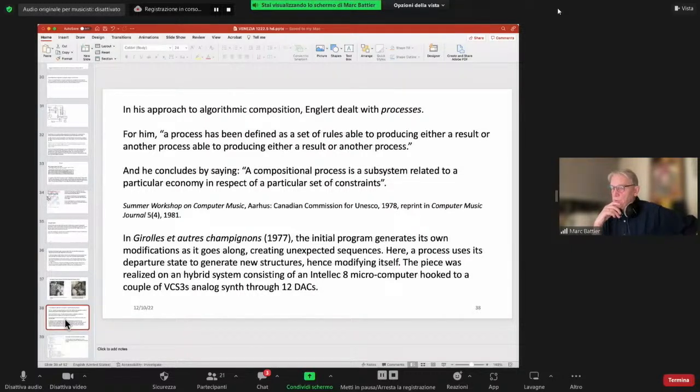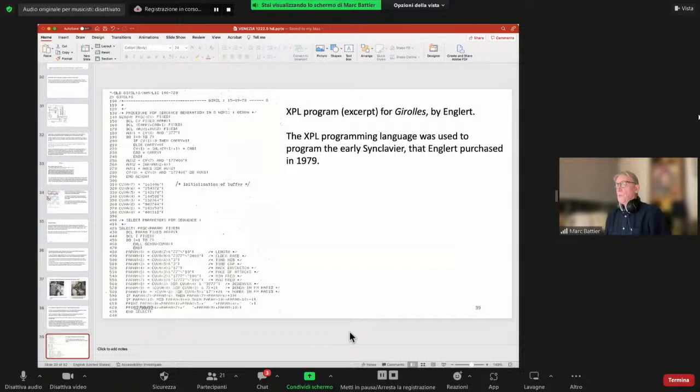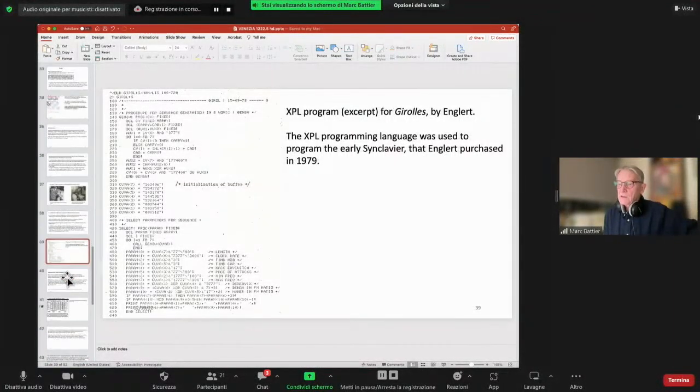In Girolles et autres champignons, 1977, the initial program generates its own modification as it goes along, creating unexpected sequences. Here, a process uses its departure state to generate new structures, hence modifying itself. The piece was realized on the hybrid system, the Intellec 8, hooked to a couple of VCS3 through 12 DACs. Englert acquired in 1979 one of the first Synclaviers, and this was driven by software written in XPL, which is a flavor of Algol.